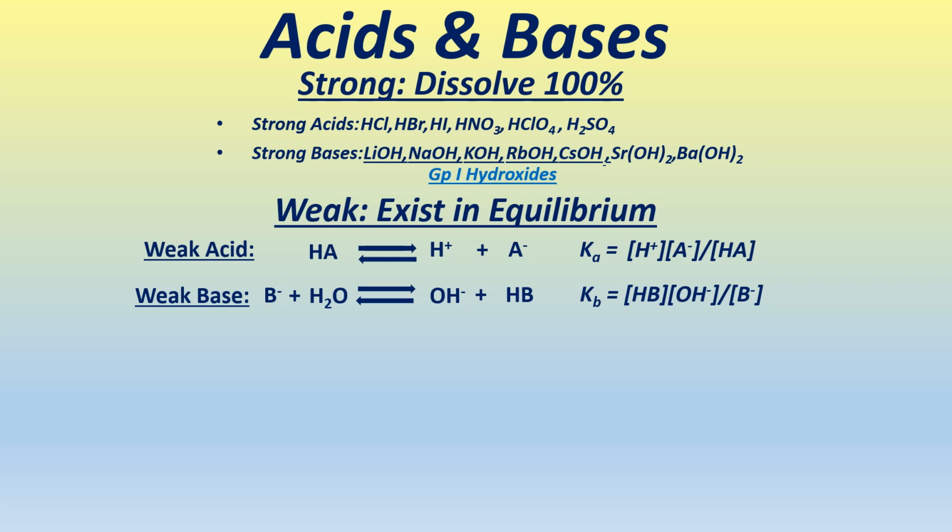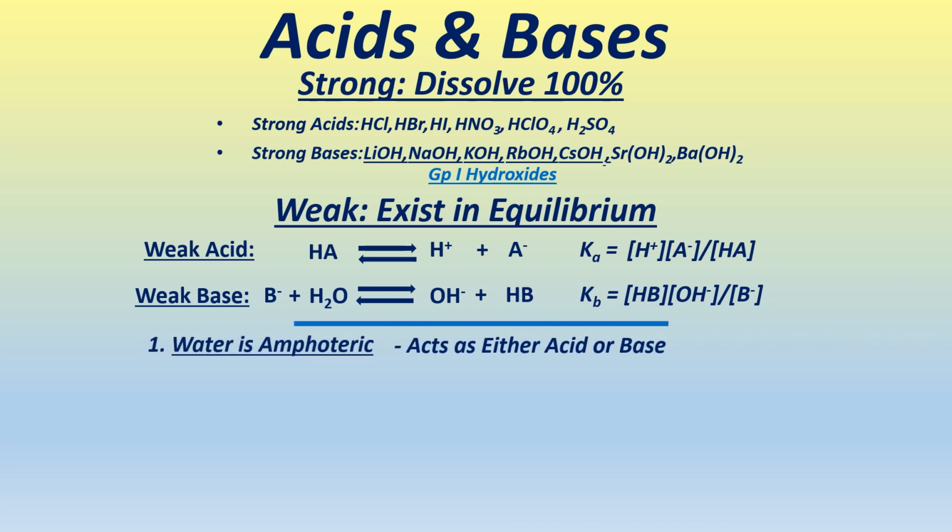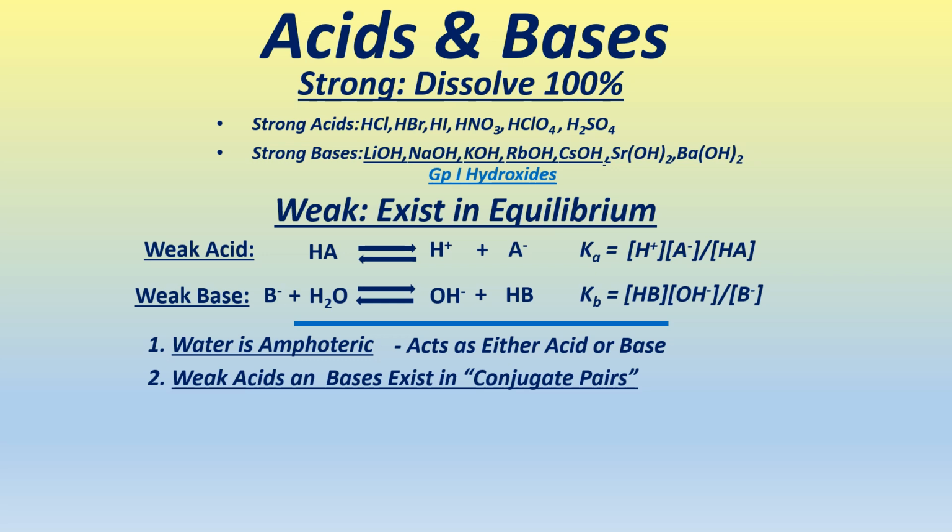We also learned the following about acid-base reactions. First of all, they all have to occur in water, and water has a unique property known as being amphoteric, meaning it can act as either an acid or a base. When one has weak acids and bases in water, they actually exist in pairs. As you can see from the balanced equations above, HA goes to the base A minus, and B minus turns into the acid HB: conjugate acid-base pairs.